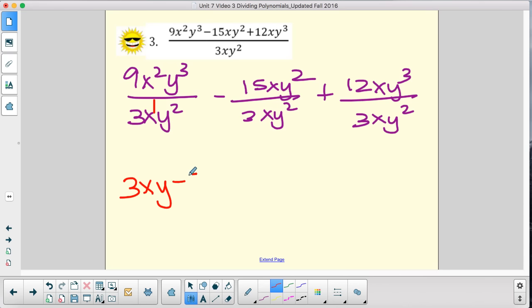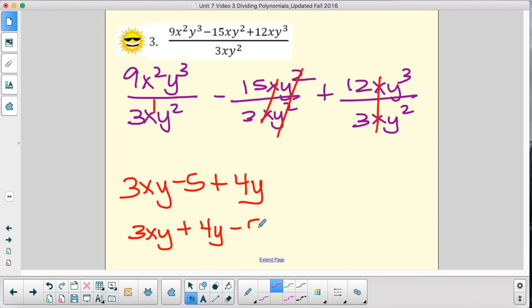15 divided by 3 is 5. X's cancel, y's cancel. Plus 12 divided by 3 is 4. X's cancel. And then I would have y to the 3rd over y squared, so 3 minus 2 just gives me y. And I'm going to put this in standard form with leaving my constant at the end. And there would be my answer for number 3.